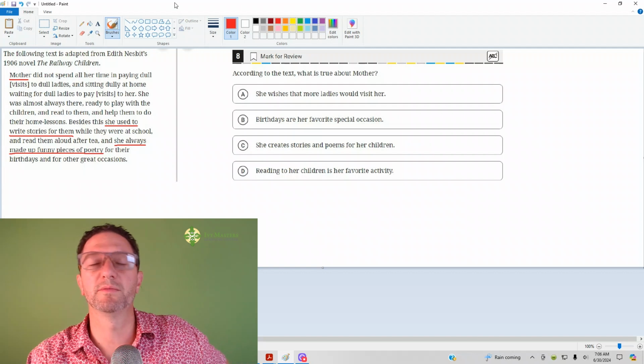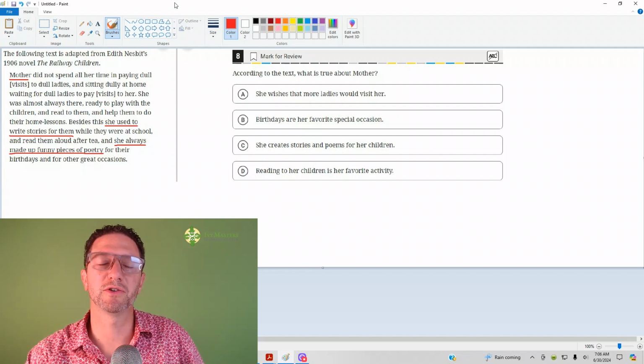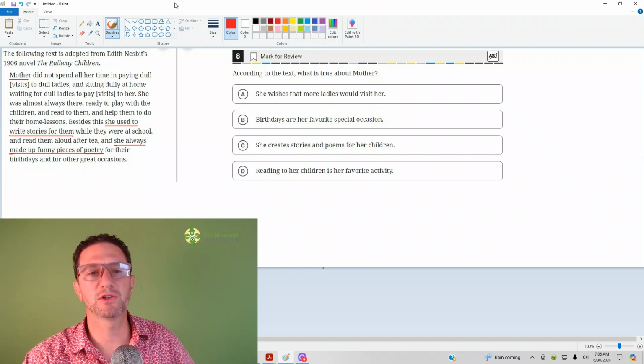This is the eighth question from the Digital SAT Test 2 module 2B. These are hard questions. Number 8 reads, according to the text, what is true about mother?